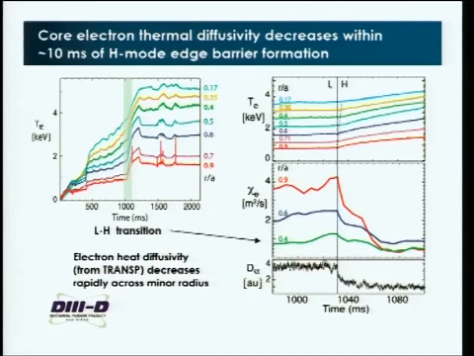And we can see that there's changes in the electron diffusivity all the way from the edge to the core. So very dramatic changes, fast changes here in the pedestal, but also on almost the same time scale here in the core. And it keeps going down here to a very low value of about 0.3 meters squared per second.